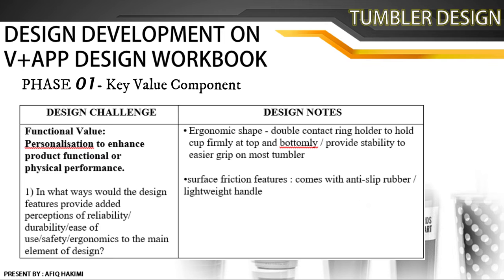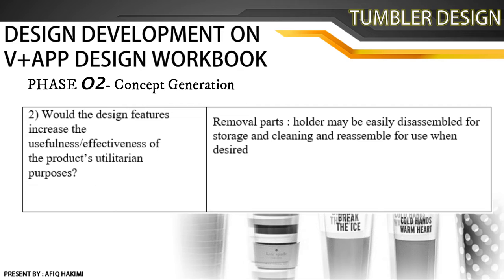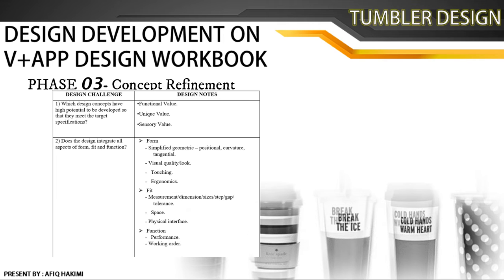For phase 01, the key value components, we have two types of value that we are concerned with. The first is functional value, acquired from the increment in product utility derived from the 3D printed personalized product. The second one is unique value. We focus on different sizes and different shapes of our product. For phase 03, concept refinement, we have design concepts with high potential, that means the functional value, the unique value, and the sensitive value. We focus on three values.